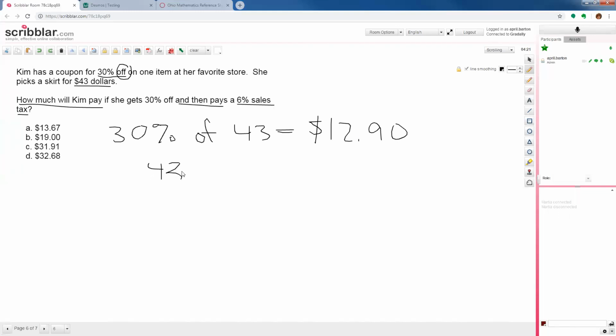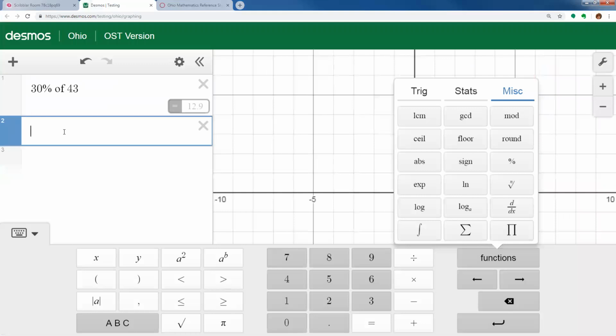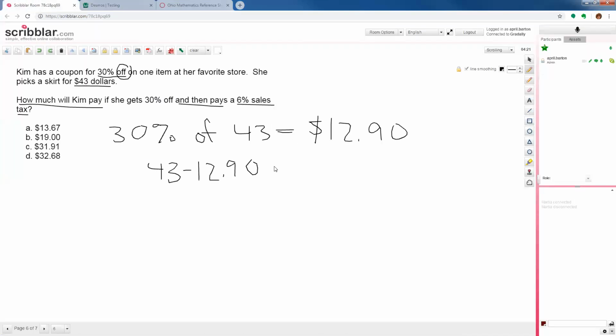43, take away $12.90. We're taking it off. Off means do some subtraction. Okay, so 43.00 take away 12.90. Oops, and that equals $30.10, it says. Yes. So the skirt is $30.10 before tax.